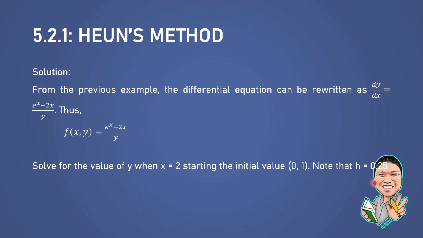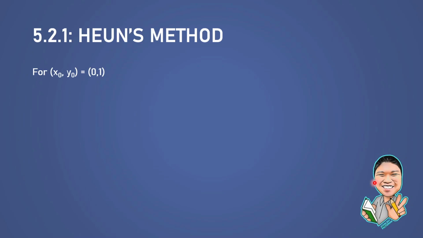So, ngayon, mag-i-start na tayo dito, class, na mag-a-iterate. So, starting from the initial given na x0, y0. So, for x0, y0 equals (0, 1). So, sundan mo lang, class, yung 5 steps rule. So, yung unang step is hanapin mo yung value nito, which is f of (0, 1). So, yung x is 0, yung y is 1. Kaya e raised to 0 minus 2 times 0 over 1. Pag sinolve nyo siya, that is equal to 1.